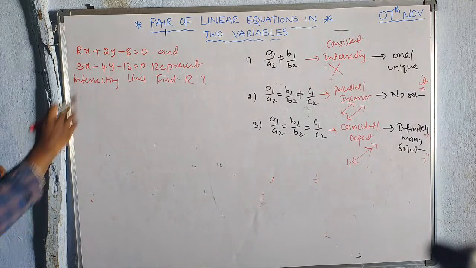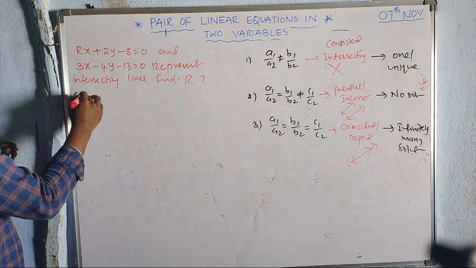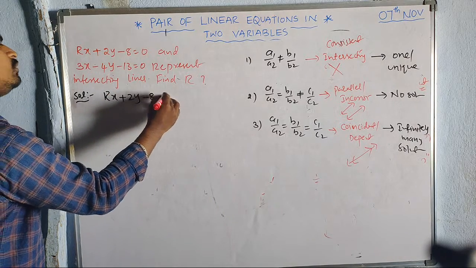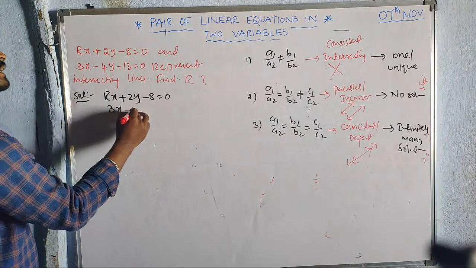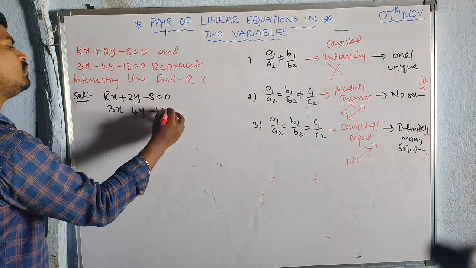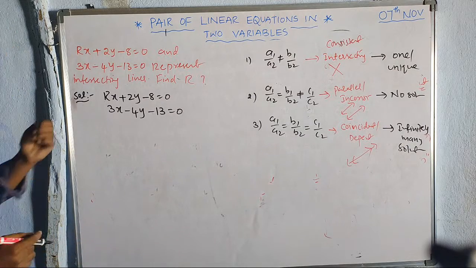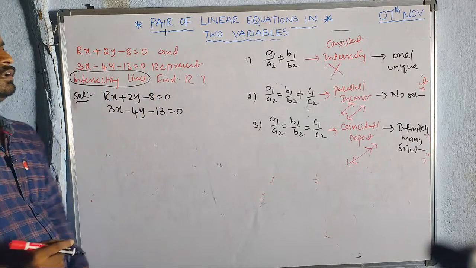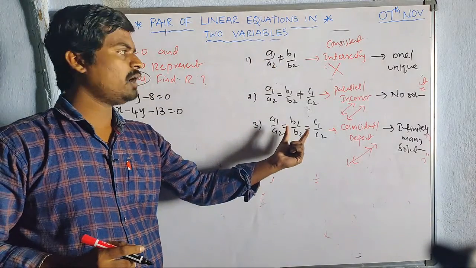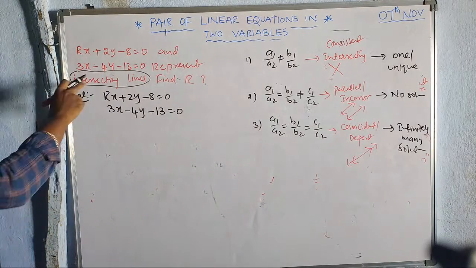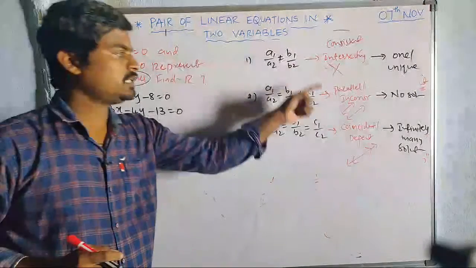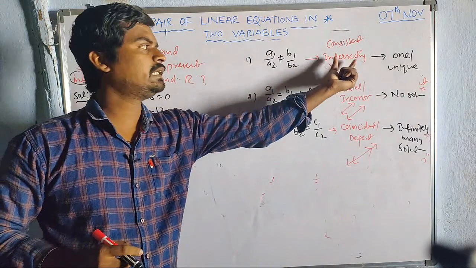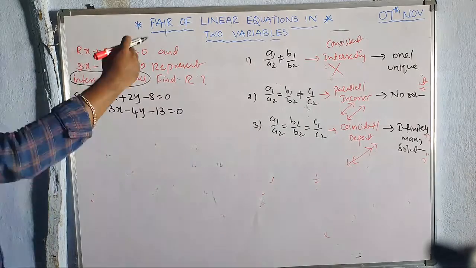So here the question is rx plus 2y minus 8 equals 0 and 3x minus 4y minus 13 equals 0. Here it is given that they represent intersecting lines. What is the condition actually? From the 3 we have to select the correct one. Intersecting lines means the first one is the condition. So we select the first condition only.